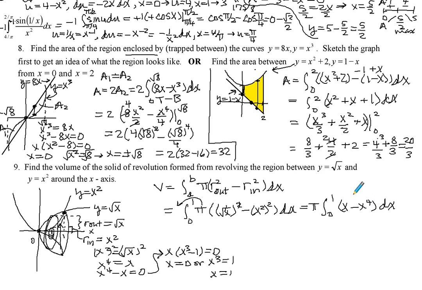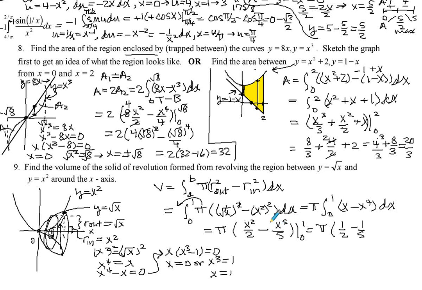And now this is just power rule. Do the antiderivative here. So pi times, this will be x squared over 2. Increase the exponent, divide by the new exponent. Minus x to the fifth over 5. And that's going from 0 to 1. So we plug in a 1 here and here. This is going to be pi times 1/2 minus 1/5.